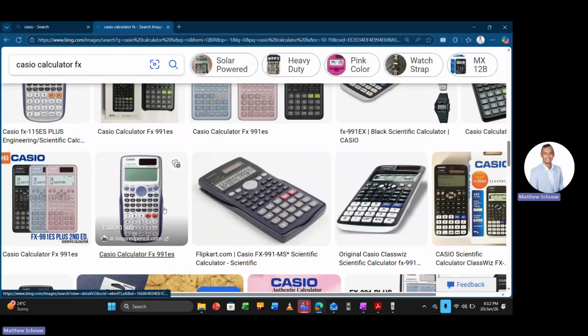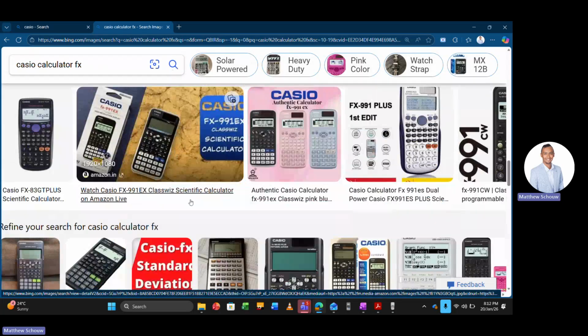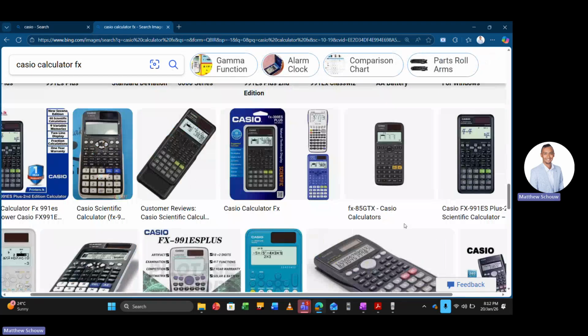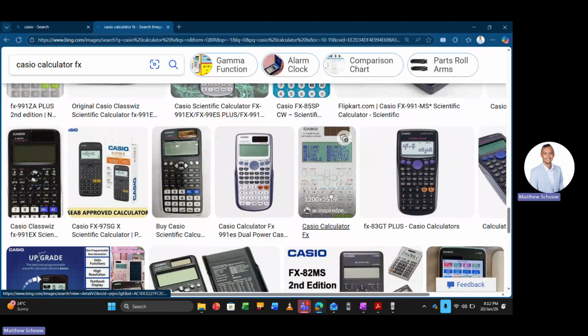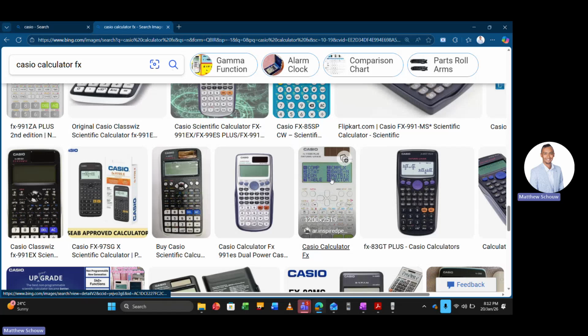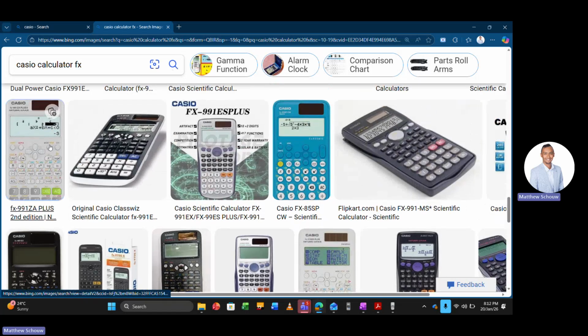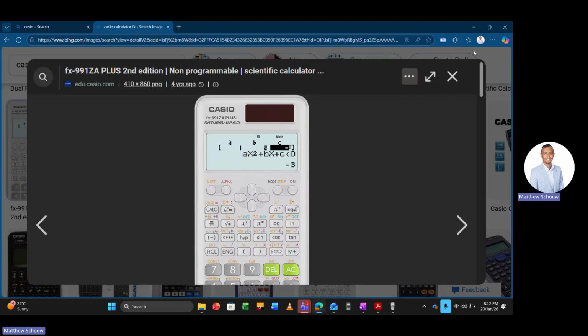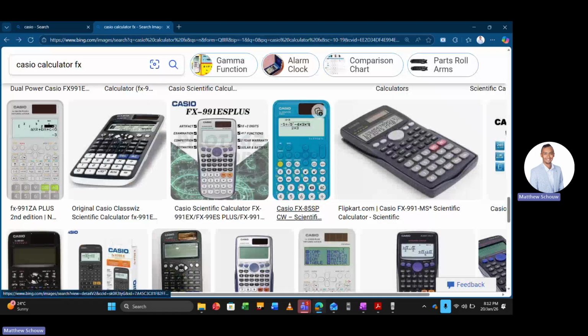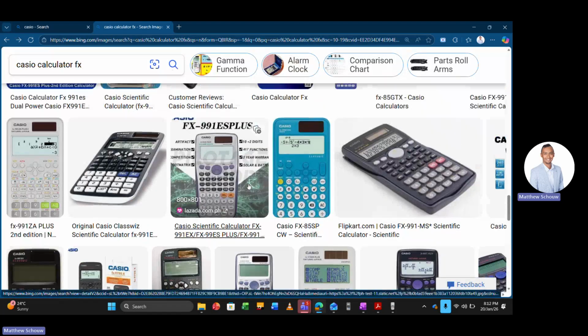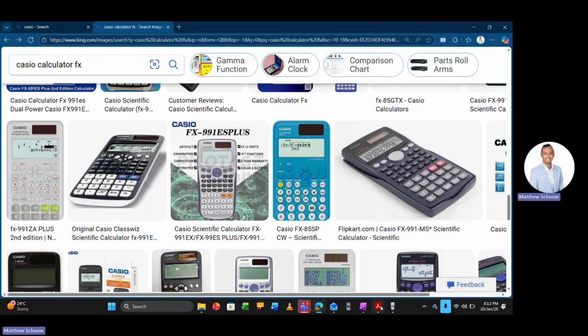Okay, anyway, let's begin. It's the 911ES Plus. That's the one, but it just looks a bit different. I'm sure you've seen it. That's the new one, and then obviously the older one looks like that. All right, so let's quickly see.